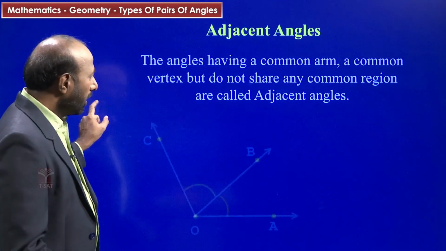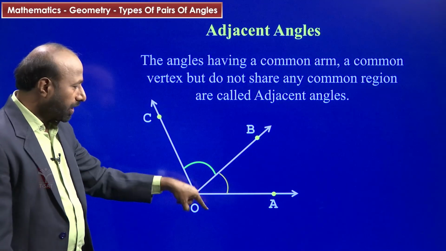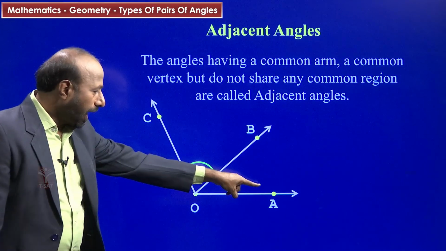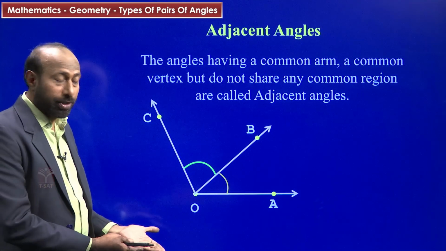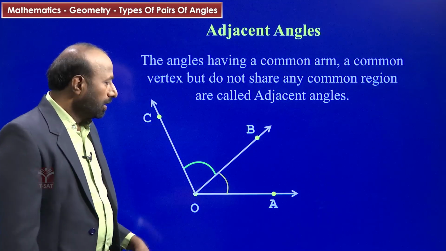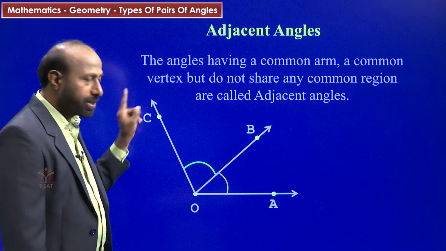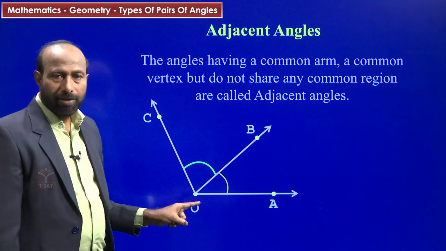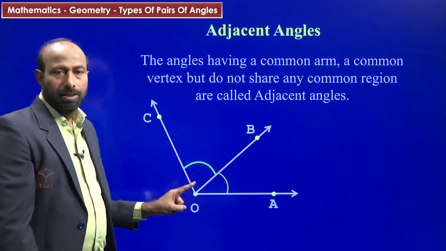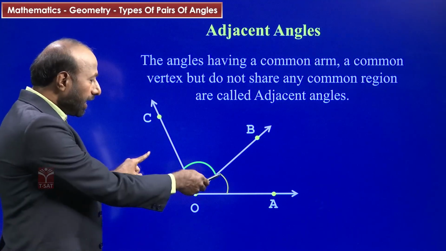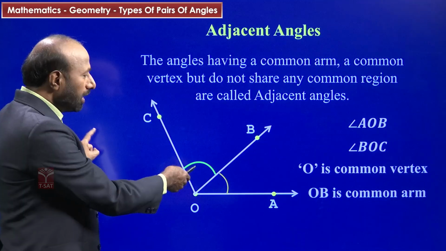Let us see, here we have a picture regarding two angles. In this picture, we have two angles, angle AOB and angle BOC, and we can see another angle also here, angle AOC. So, if we take angle AOB and angle BOC, O is the common vertex and OB is the common arm for these two angles. That is why we can say that angle AOB and angle BOC are adjacent angles.